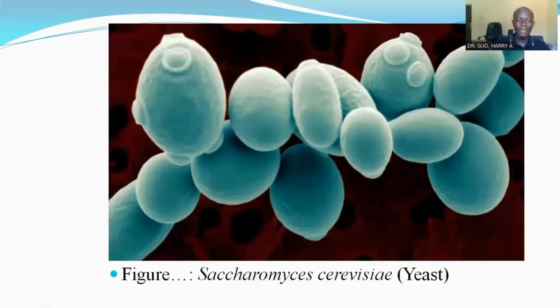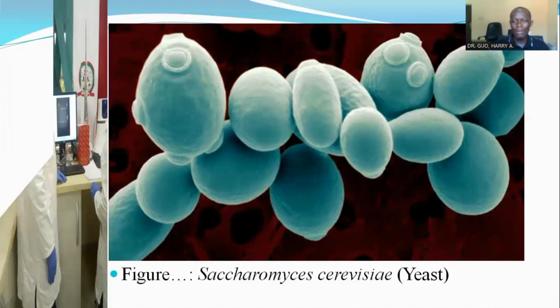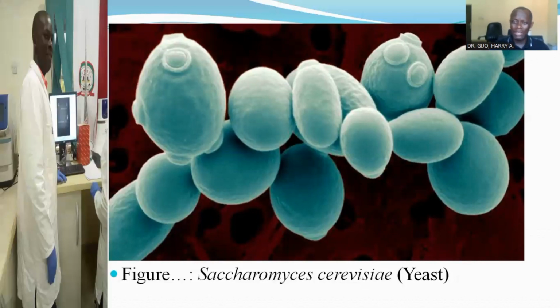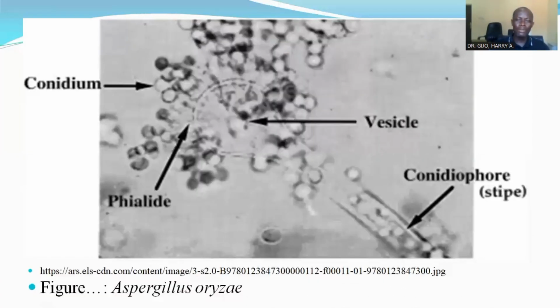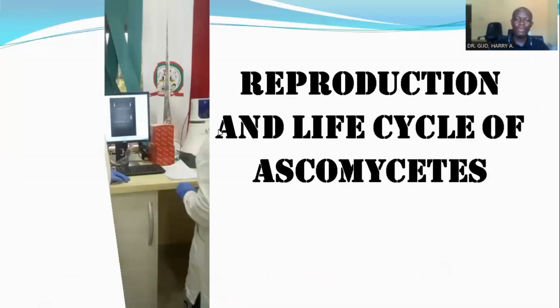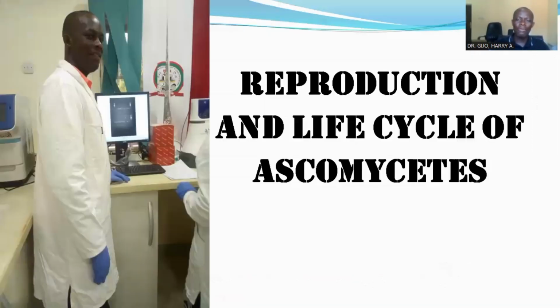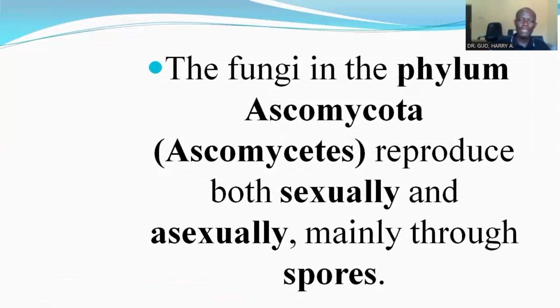And this is a figure showing the yeast Saccharomyces cerevisiae. It's a unicellular fungus of the phylum Ascomycota. Now, the Ascomycetes reproduce asexually through conidia, or the conidiospores. Now we want to look at the reproduction and life cycle of the Ascomycetes.